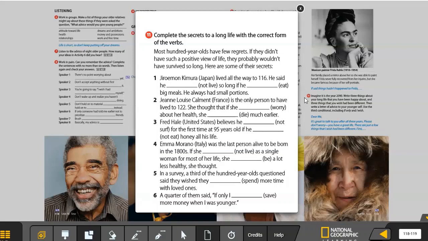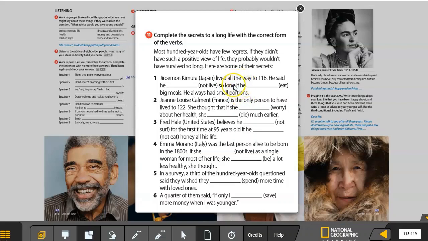Most 100-year-olds have few regrets. If they didn't have such a positive view of life, they probably wouldn't have survived so long. Here are some of their secrets, and then we have the sentences. It seems to be difficult, but it's not. The first thing you have to do with this kind of conditionals, remember zero, first, second, and third, is identify and locate the if clause.